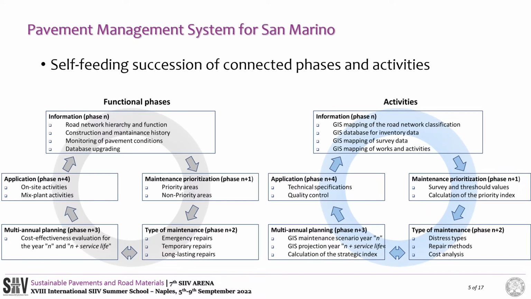The San Marino Road Management System was designed as a circular sequence of connected phases, in which every activity outcome is the starting point for the following one. On the left in this slide, you can see the functional phases, while on the right, the activities to be performed in each phase respectively.